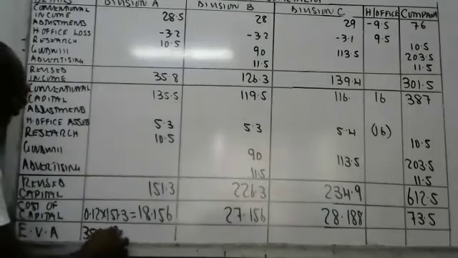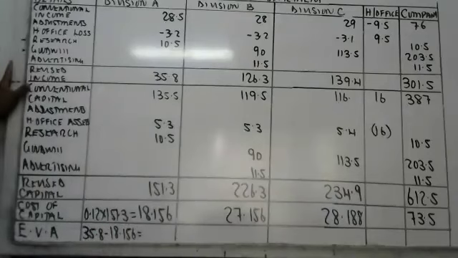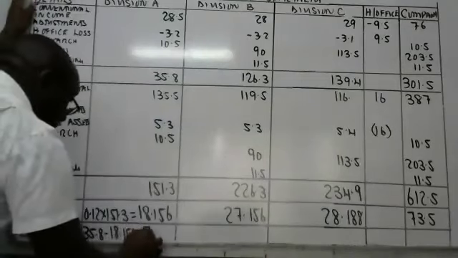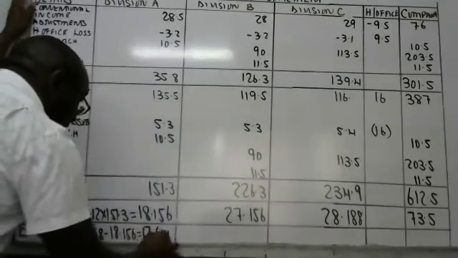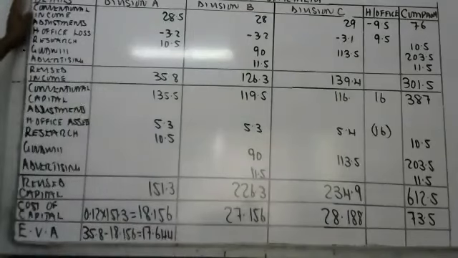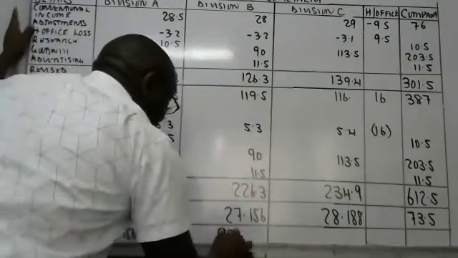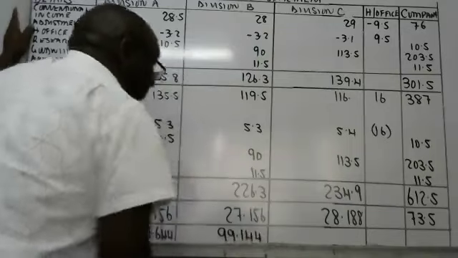you minus 18.156. 17.644. I do the same. Where the pale kwa 126.3, you less 27.156. 99.144.